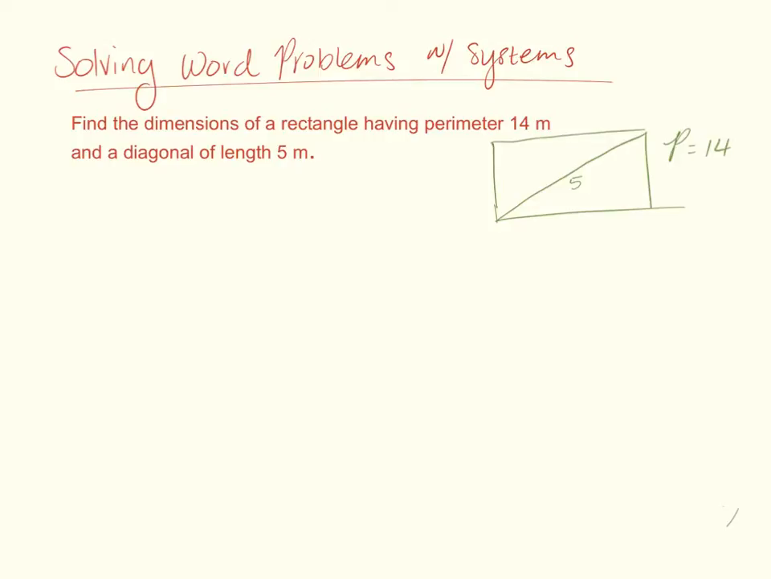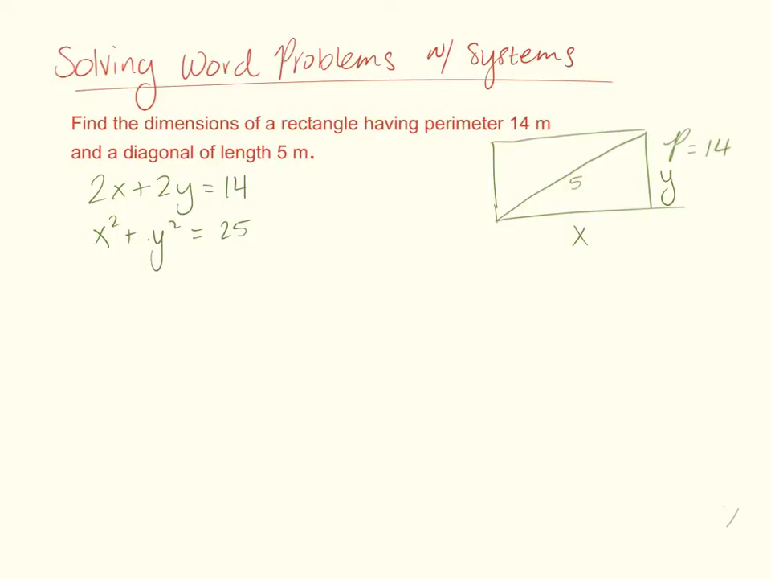So the problem says, find the dimensions of a rectangle having perimeter 14 meters and a diagonal of length 5 meters. So we know that the perimeter formula is 2x plus 2y is equal to 14, according to the problem. And then it says a diagonal of length 5 meters. And we know that rectangles have 90-degree angles, so the diagonal with two sides of the rectangle add up to a triangle. So we're going to do Pythagorean for our second equation. So it's going to be x squared plus y squared equals 25.